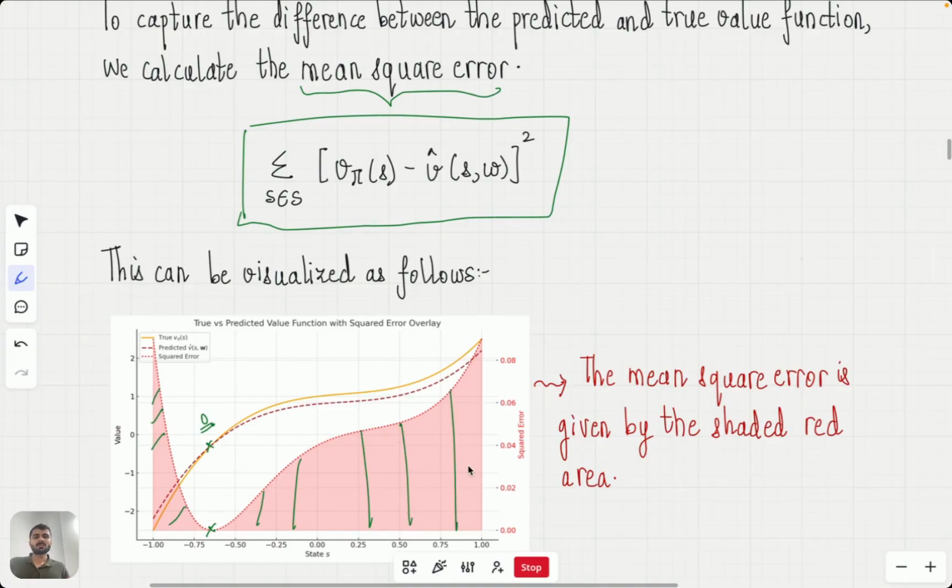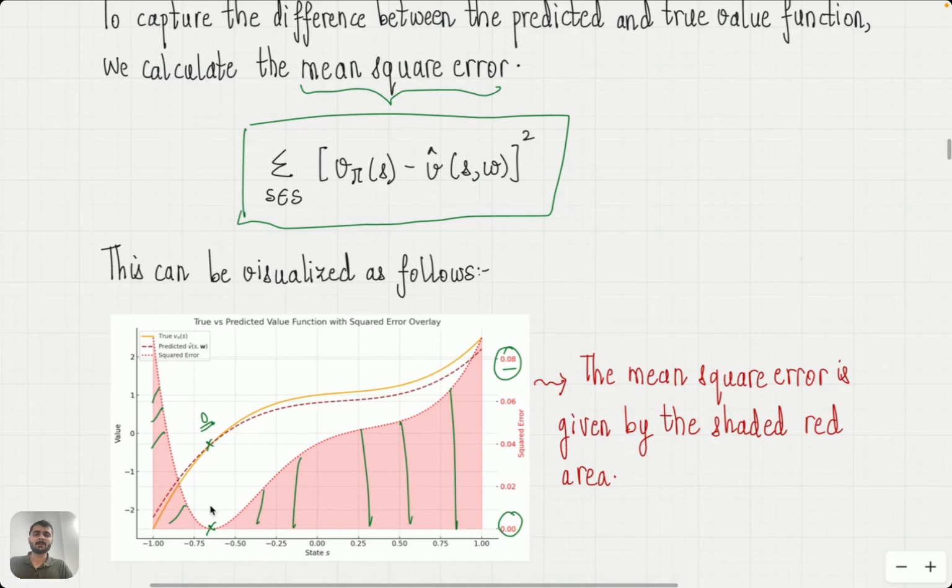So our objective is to basically reduce this shaded area as much as possible. It looks kind of big here because we are using a different scale. You can see the scale is on the right. The maximum is 0.08 and the minimum is 0, which occurs at this intersection point. So this visualization can be used to understand, okay, this entire area is what I want to minimize, and that is the whole objective of the value function approximation methods.